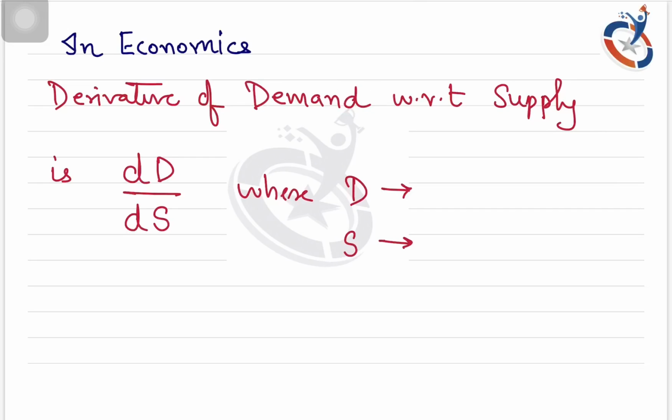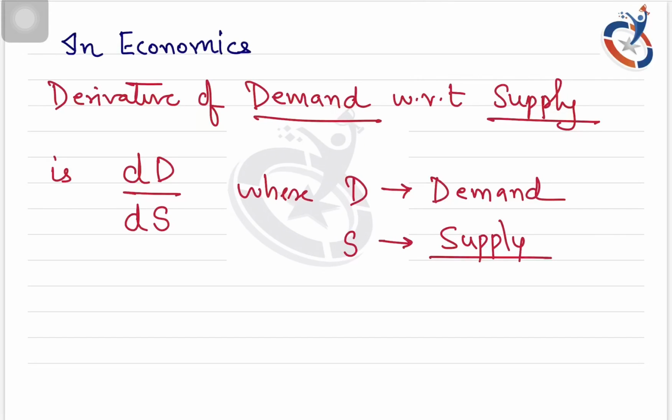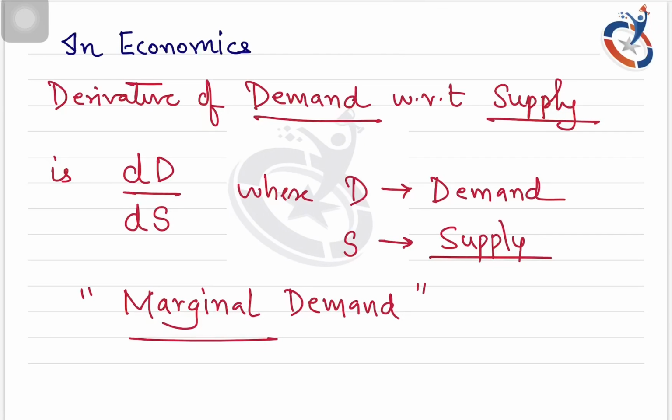In economics, derivative of demand with respect to supply is denoted as derivative of capital D, where capital D denotes the demand, with respect to S, that's supply. So derivative of demand with respect to supply is denoted as derivative of D with respect to S, or it's also called as marginal demand. So wherever you find the word marginal means you have to take the derivative. Okay, so it's called marginal demand. So these are the applications.